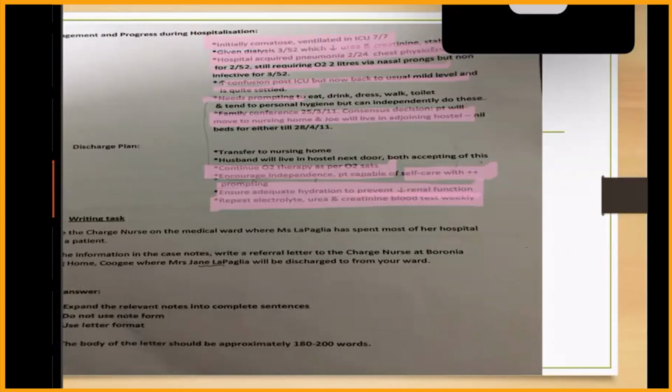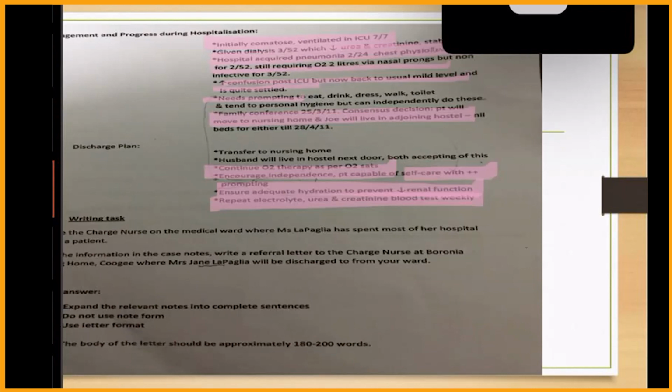Good. Continue. She was confused in ICU, but now her level of consciousness is improved. Now the next thing: she needs prompting, but she can do things independently in the day. So how do you write it? She needs encouragement with her daily living activities. Yeah, that is also fine. You can say that she is capable of doing activities, though she requires prompting, which should be encouraged.